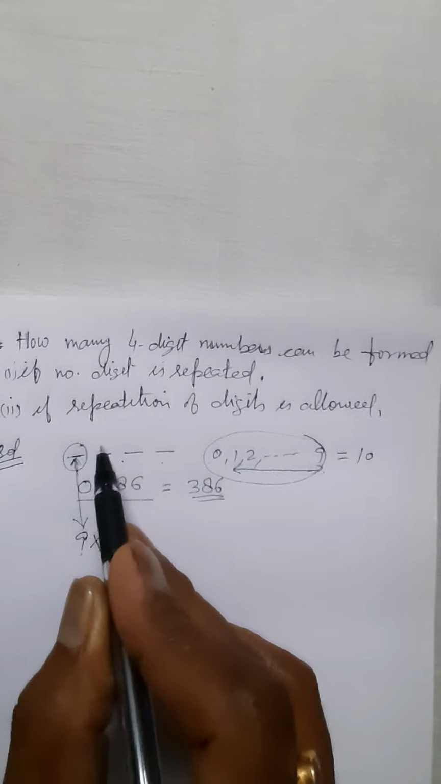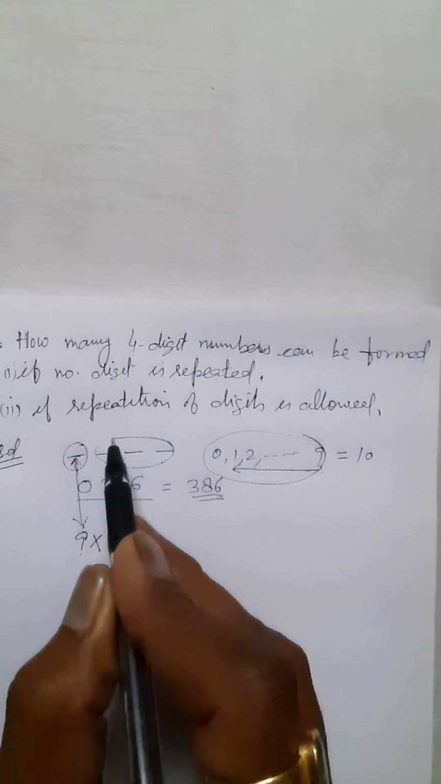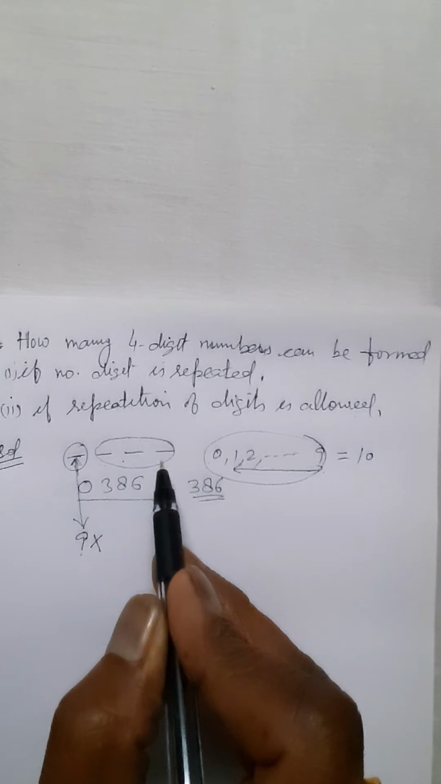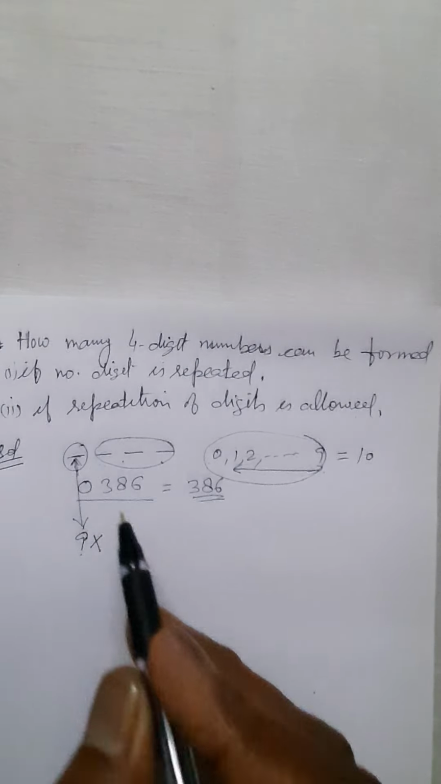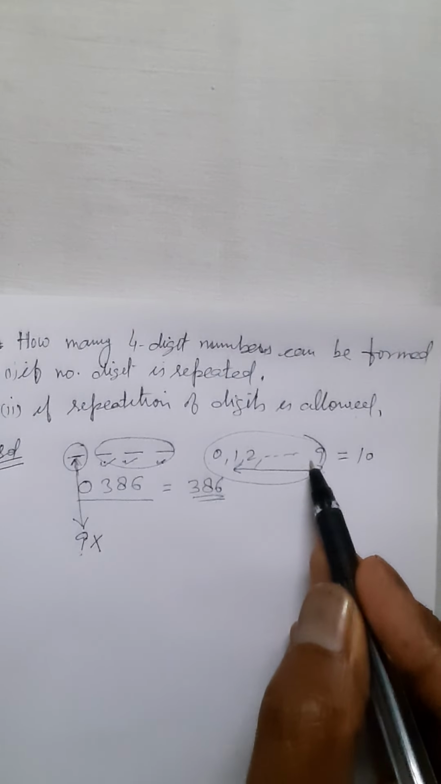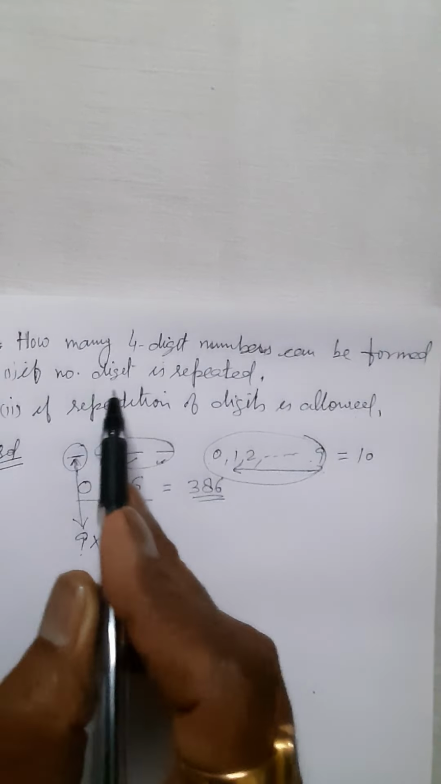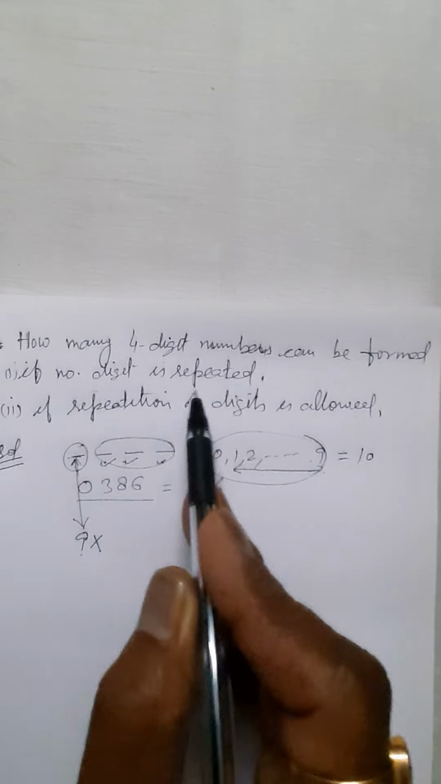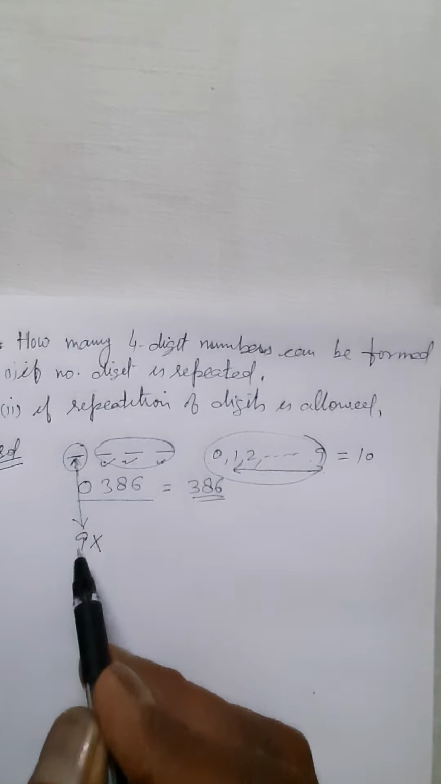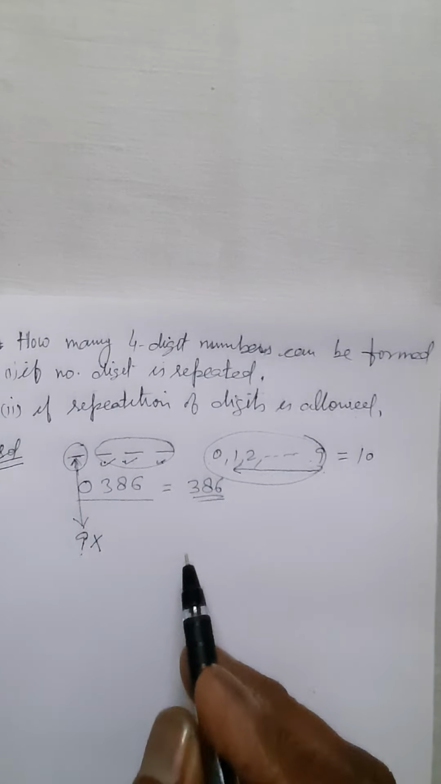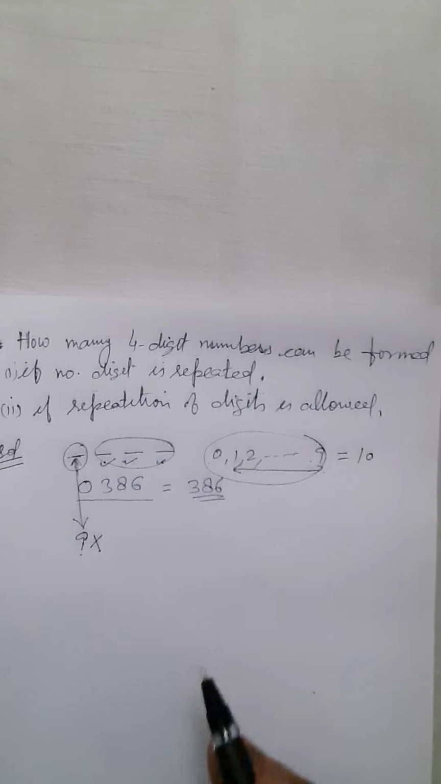I can fill these rest of the places by 0 also. 0 can be here, can be here, can be here. So I can fill these 3 places by the rest of the digits. In first part, no digit is repeated. If one of the digit is already used, I cannot use that digit again.